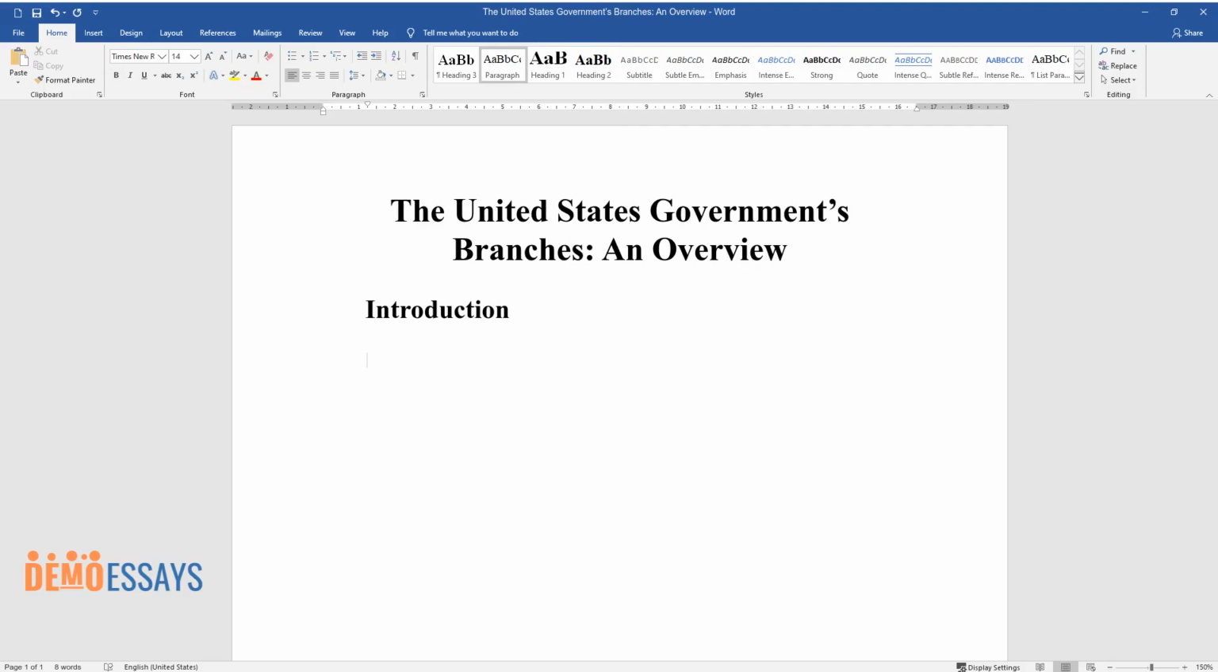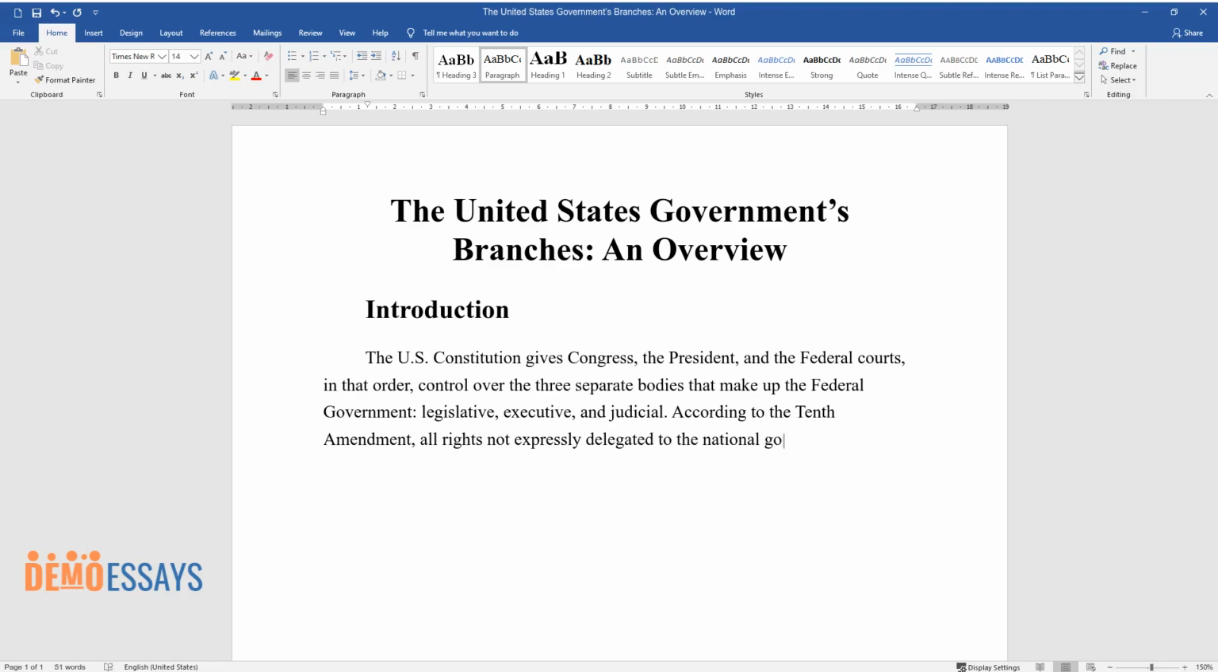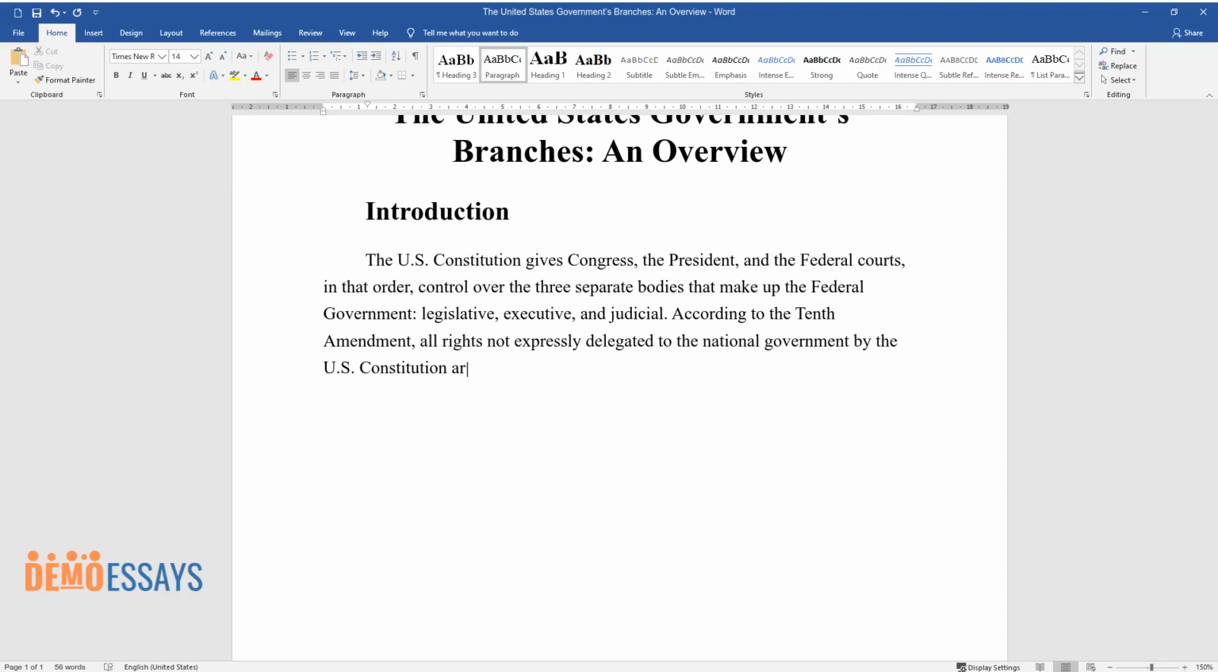Introduction. The U.S. Constitution gives Congress, the President, and the federal courts, in that order, control over the three separate bodies that make up the federal government: legislative, executive, and judicial. According to the 10th Amendment, all rights not expressly delegated to the national government by the U.S. Constitution are maintained for the states and the citizens.